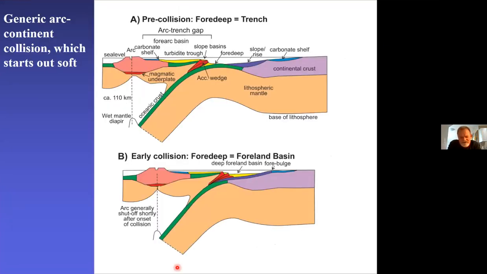So this is just a simplified diagram of a generic arc-continent collision, which starts out as soft. The collision basically starts when the leading edge of the continental crust enters the trench. At that stage, the deep trench basically becomes a foreland basin. If you have good fossil control and you know exactly where the sediments are coming from, then you can estimate approximately when this collision starts. I will give you an example of that in the next couple of slides.